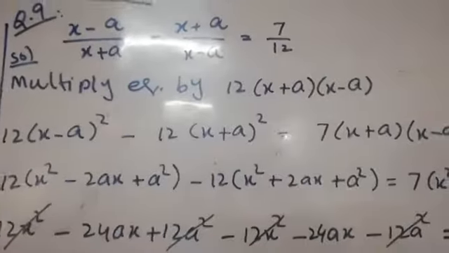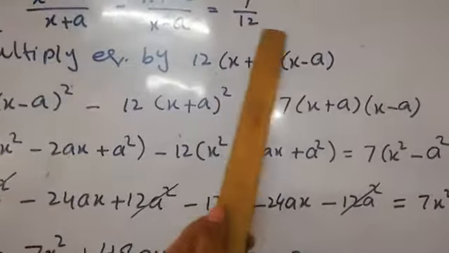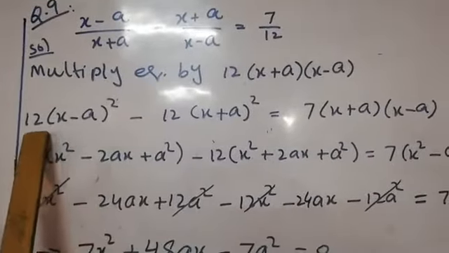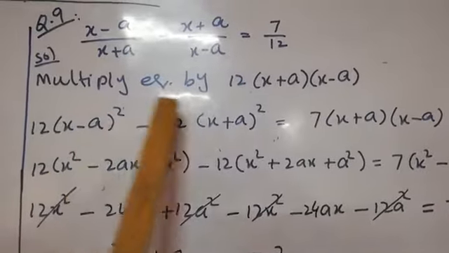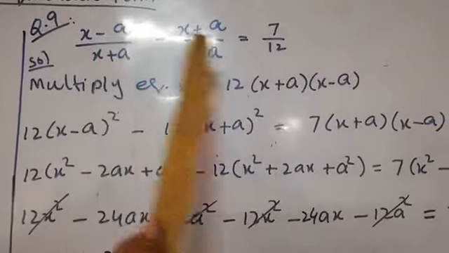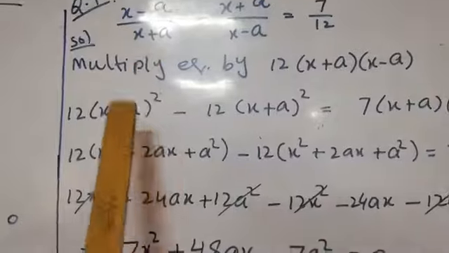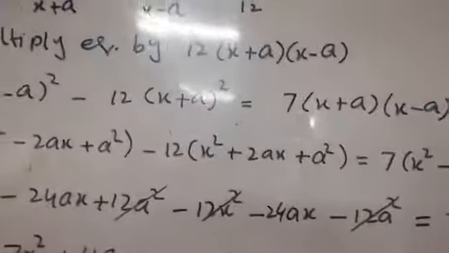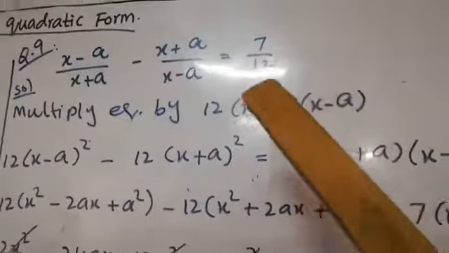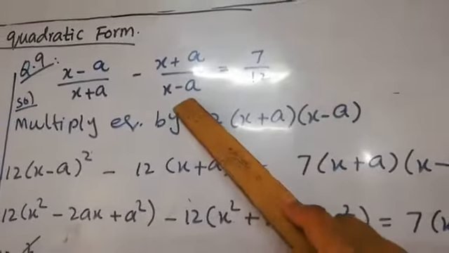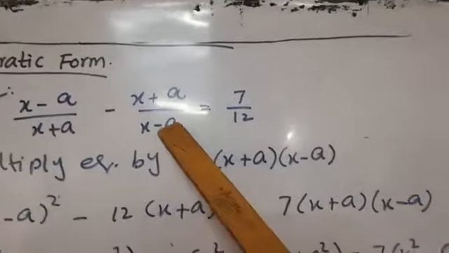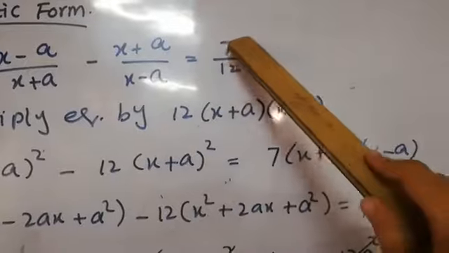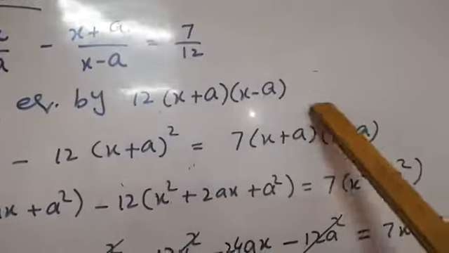But there is another simple method, that we will multiply all the denominators with each term of this equation, and then we will get 12 into x minus a, because x plus a will be cancelled. x minus a and x minus a is equal to x minus a whole square. And here also x minus a will be cancelled, and it will become x plus a whole square. And here 12 will be cancelled, so write 7 into x plus a, x minus a.